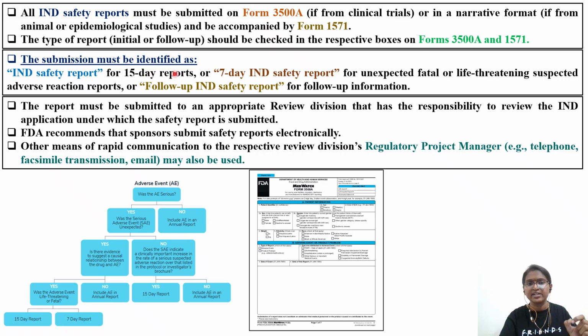The submission must be identified as an IND safety report for 15-day reports, a 7-day IND safety report for unexpected, fatal, or life-threatening suspected adverse reaction reports, or a follow-up IND safety report for follow-up information. So there are three different types: one is 15-day reporting, another is 7-day reporting, another is the follow-up IND safety report. In the question, 3 days is there, but as per the current FDA website, it is 7 days. Whenever there are unexpected or life-threatening suspected adverse reactions, you have to give a 7-day IND safety report. This is the thing that you have to remember with respect to the exam.